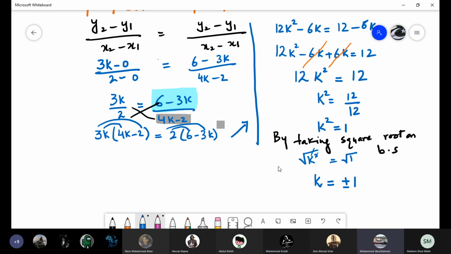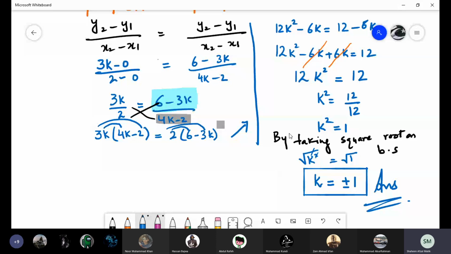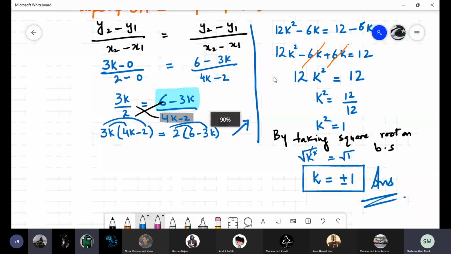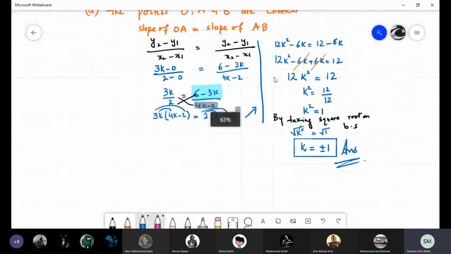After this answer, do we have to write k is equal to 1 or k is equal to minus 1? No, no. Just this is the answer. Yes, boys, any problem in this question? Any point you want to ask or any point that you didn't get? I'm going to minimize so you can copy this.